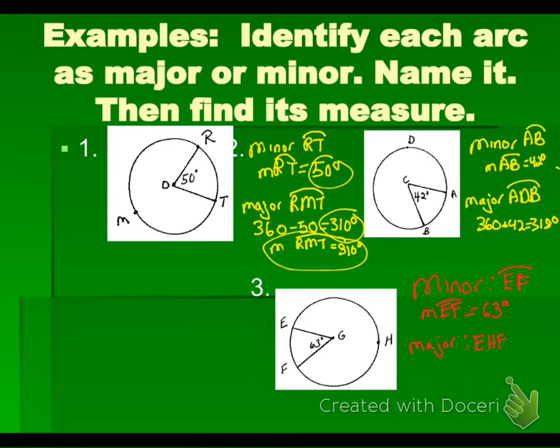EHF. Gotta make sure that H stays in the middle. And then the measure of 297. You guys told me it's what? 297. Thank you. Sorry, 297.